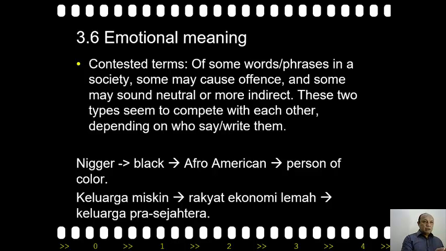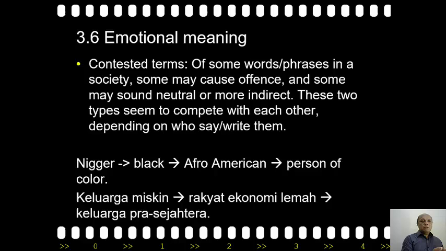In Indonesian culture, you have keluarga miskin. Of course, keluarga miskin is not very nice to hear, right? If somebody says, Anda ini kan termasuk keluarga miskin, it's not nice to hear. That will hurt you if you happen to belong to keluarga miskin. So instead, there is another contesting term, which is rakyat ekonomi lemah. Ekonomi lemah sounds more polite, more indirect than keluarga miskin.